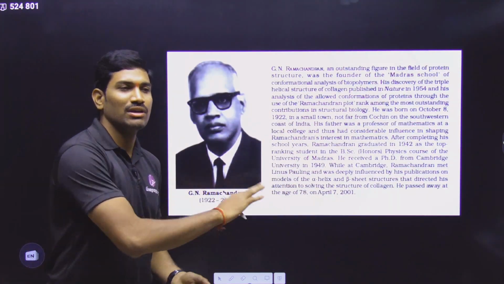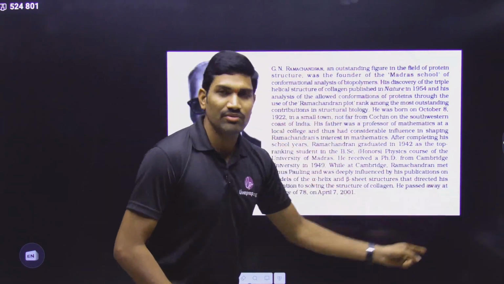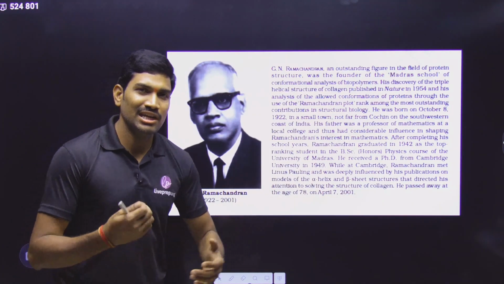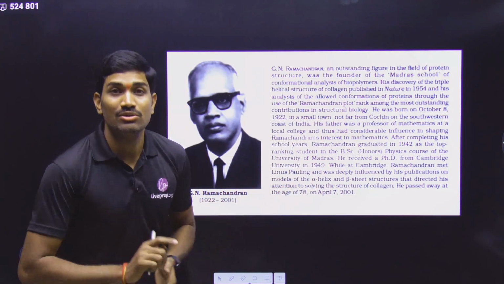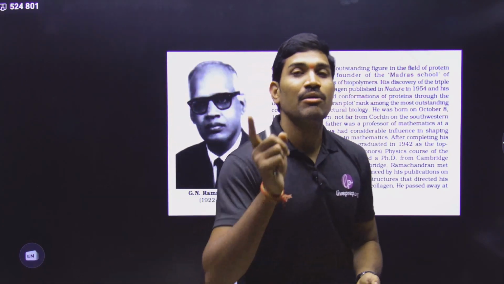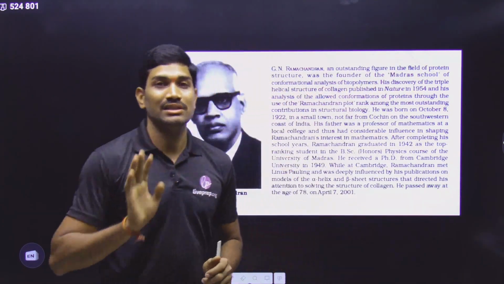In the next page, they have given a scientist's name. What is the name of the scientist? G.N. Ramachandran. And here they gave some information. Which chapter is this scientist related to? Is he related to the cell chapter? No, he is not related to the cell chapter. Then which chapter? The Biomolecules chapter. So he is related to the biomolecules chapter.